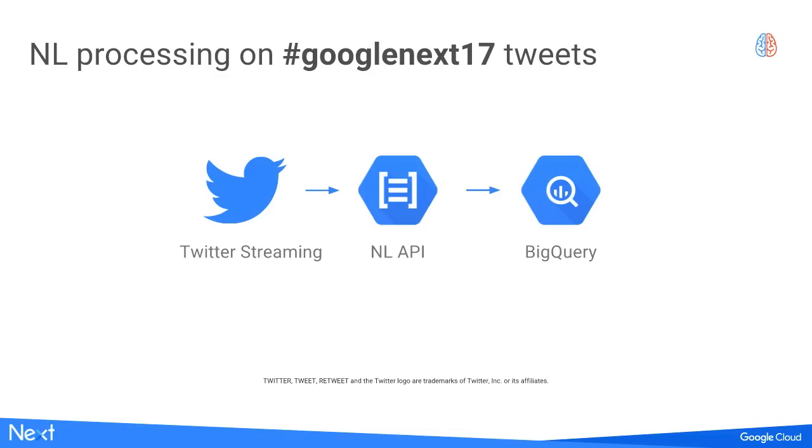I wrote a node server that's running on Compute Engine. And I'm streaming those tweets. The streaming API gathers just a subset of those tweets, not all the tweets with that hashtag. And I'm sending the text of the tweet to the natural language API. And then I'm storing the response in BigQuery. BigQuery is our big data analytics warehouse tool. Lets you do analytics on really large data sets. I'm storing it in BigQuery.